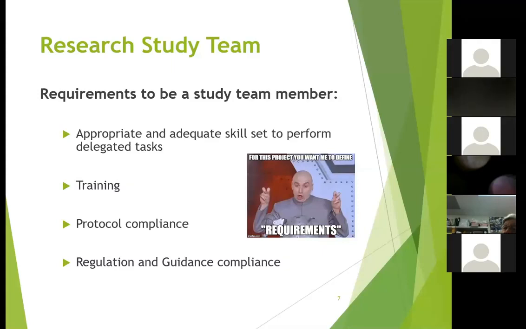You must adhere to the protocol or procedures that are outlined for the research, and you must follow the regulations and guidances that we discussed a couple of slides ago. So unlike our meme here, we have our requirements already identified for us, and there are a lot of requirements.